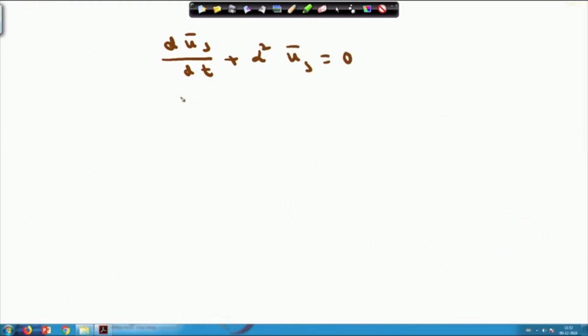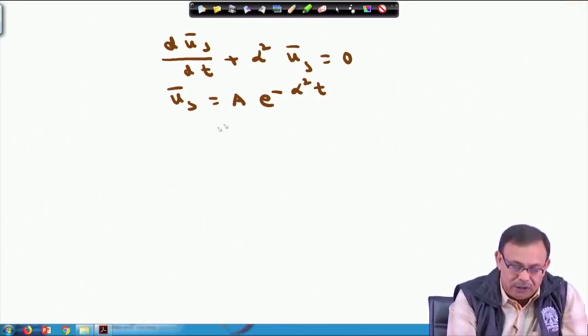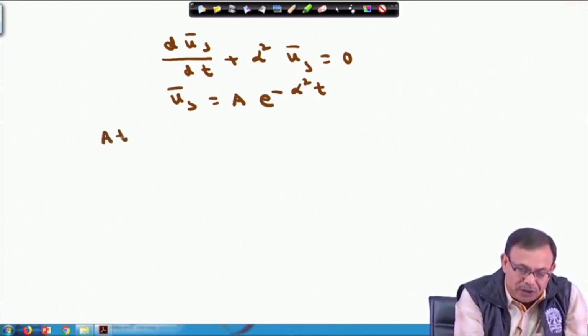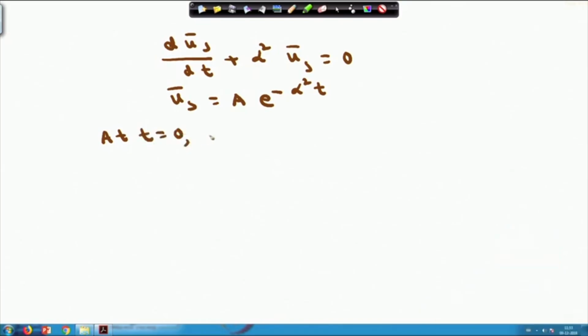The solution of this you can directly write down: u bar s equals a times e power minus alpha square t, where a is the constant of integration. Now I have to find the value of a. Let us see what happens at t equals 0. What is the value of u bar s alpha 0, because u bar s alpha t is given as this?